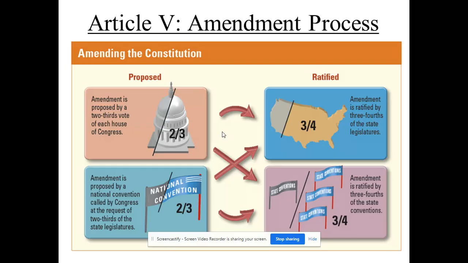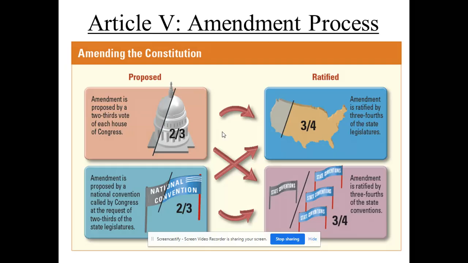All right, so then how do you ratify it? So there's two options there as well. So to ratify it, you can have the amendment ratified by 3/4 of the state legislatures, or the amendment could be ratified by 3/4 of the state conventions. So if each state would have a convention, 3/4 of them would have to approve this. So the top method, the ratification by 3/4 of the state legislatures, has been used 26 times. The bottom one with the state conventions has been used one time, which was the 21st Amendment.